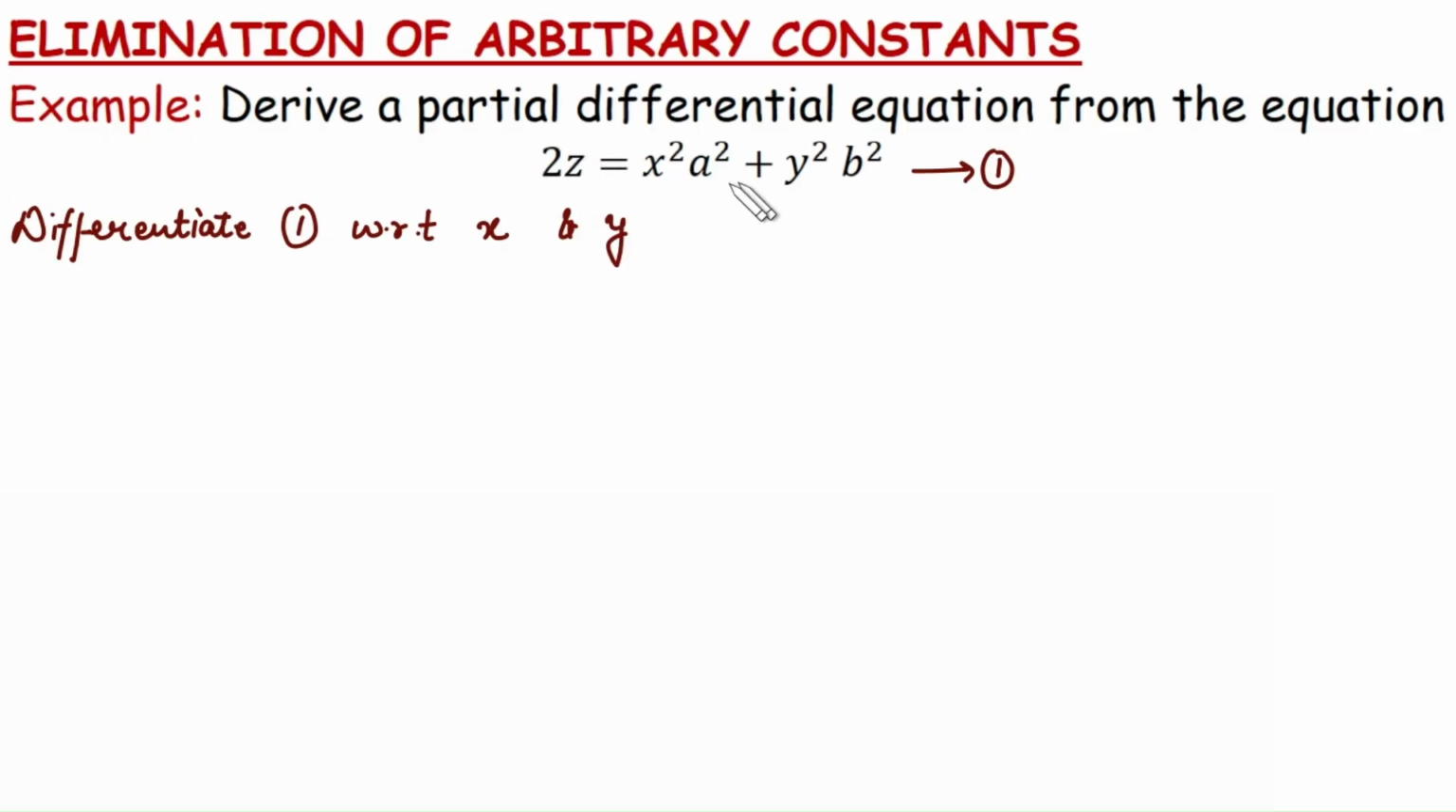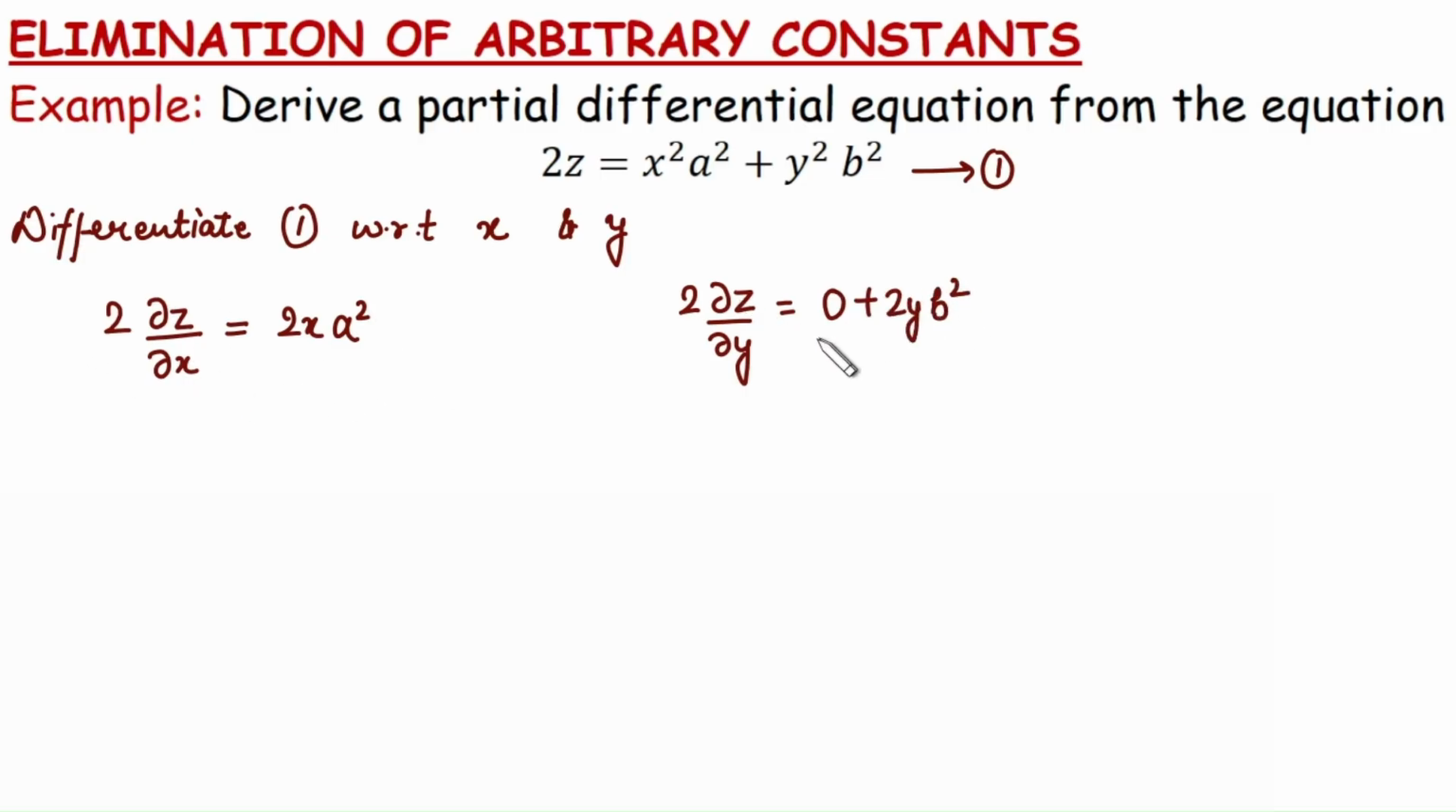Let's differentiate with respect to x. So 2 is as it is. The partial derivative of z with respect to x is equal to the derivative of this term with respect to x, which is 2x a square, and the derivative of this term with respect to x is equal to 0 because y is treated as a constant. On the other hand, take its differentiation with respect to y, keeping x as a constant. So we get 2 times the partial derivative of z with respect to y, which is 0 plus 2y times b square.